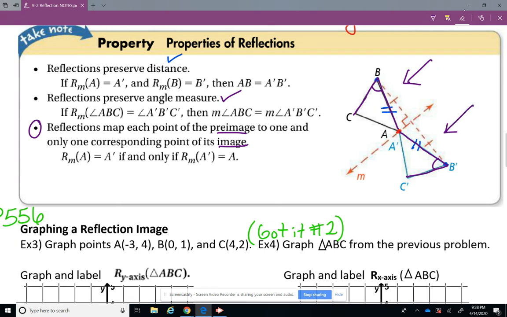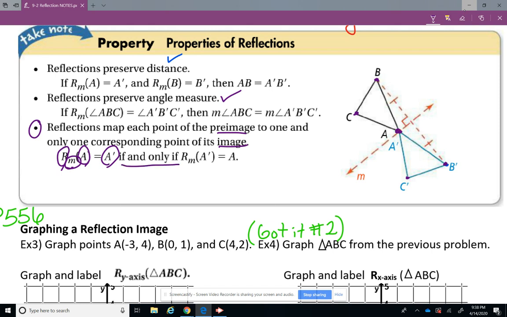That means basically that if you're going to reflect A and create A prime, there's going to be one point that reflects it. B and B prime, there's one point that's being reflected. C and C prime, that's one point being reflected. Okay, so if you're going to reflect point A over line M, you are going to get A prime.